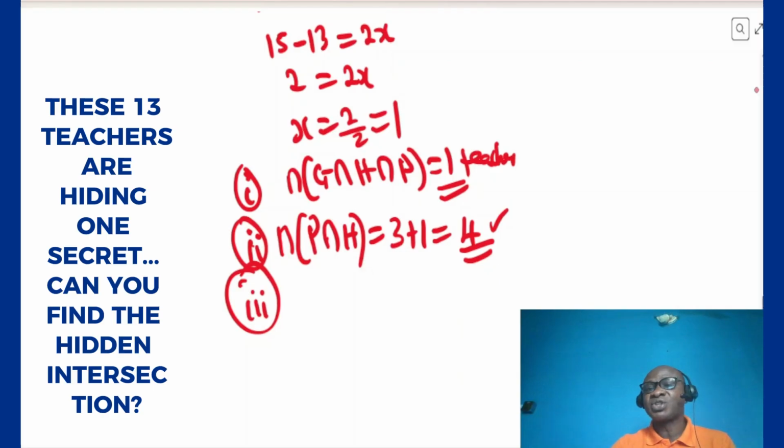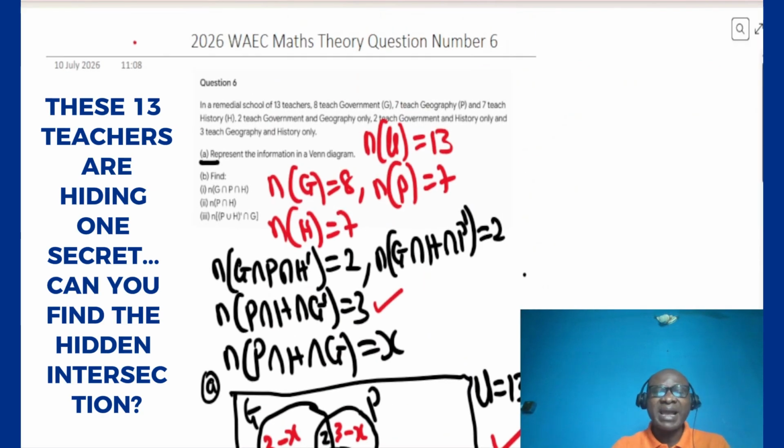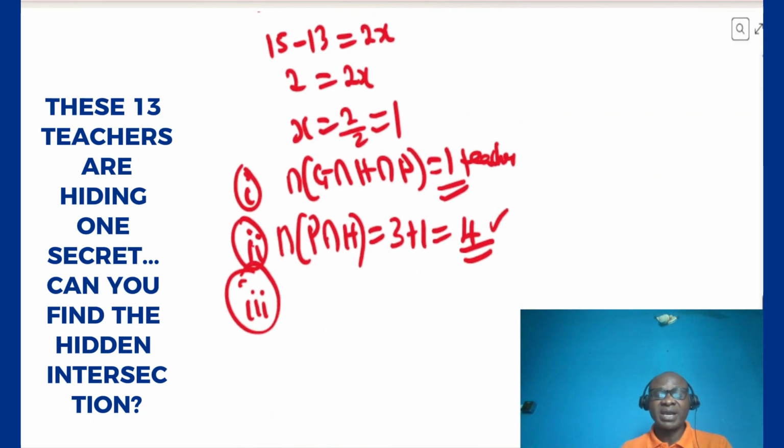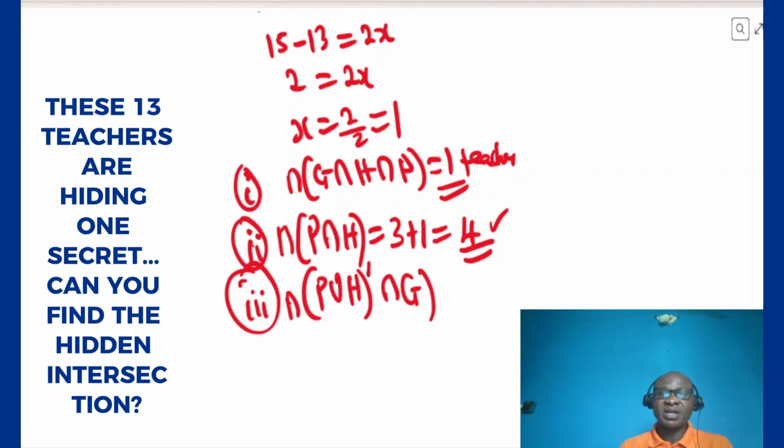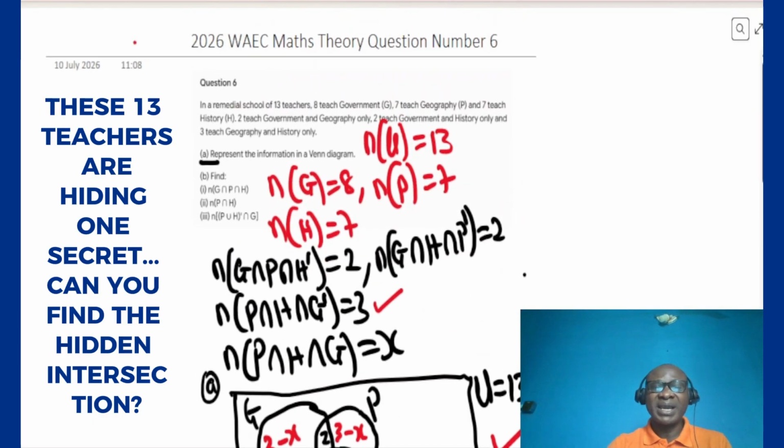Now, let's go back to question III. What did they ask us? They say, number of those who teach geography, union, history, intersection, government. Okay? Geography, union, history. Okay. Number of those who teach geography, union, history, then intersection, government. Okay? Complement. This is complement here. Now, I will explain to you. This is just a jargon. WAEC just wants to confuse you here.